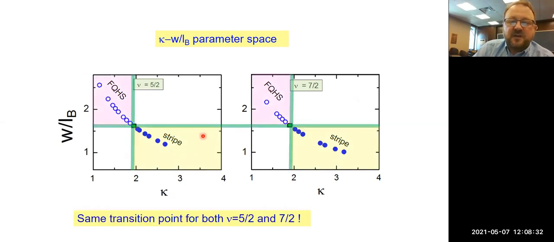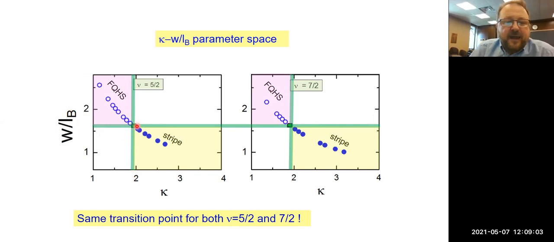What you notice is that even though the transition to the nematic at 5½ and at 7½ occurs at different pressures, the same transition, when looked at in this parameter space, actually occurs at the same value of W over LB and the same value of kappa. So this already suggests that these parameters have to be important. Let's look a little bit more.